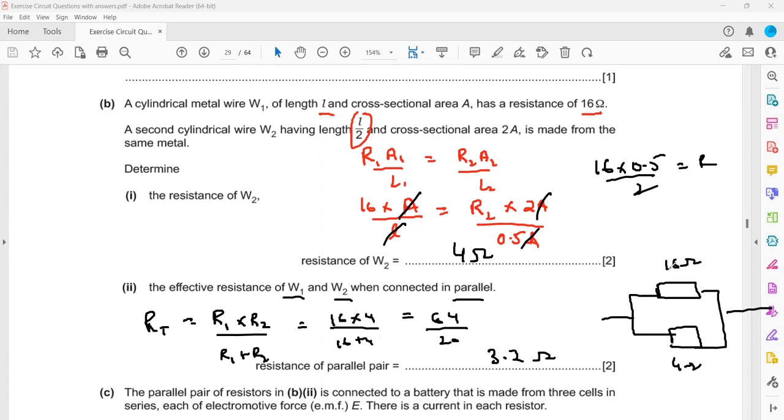So you can see when we work out the combined resistance of a parallel combination, the total resistance will always be smaller than the smallest one in the combination. The smallest one here is 4, and the final answer is less than 4. So whenever two resistors are connected in parallel, the combined resistance decreases. If they are in series, the combined resistance will increase.